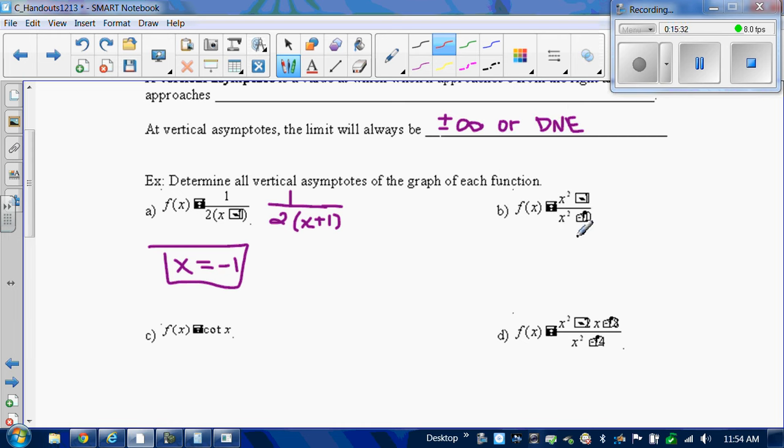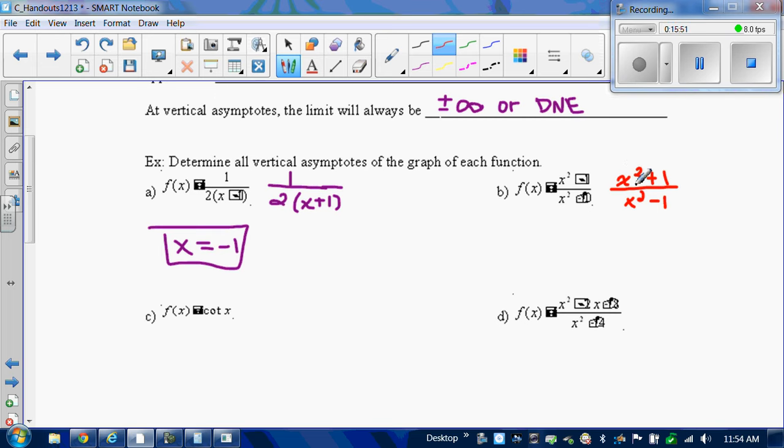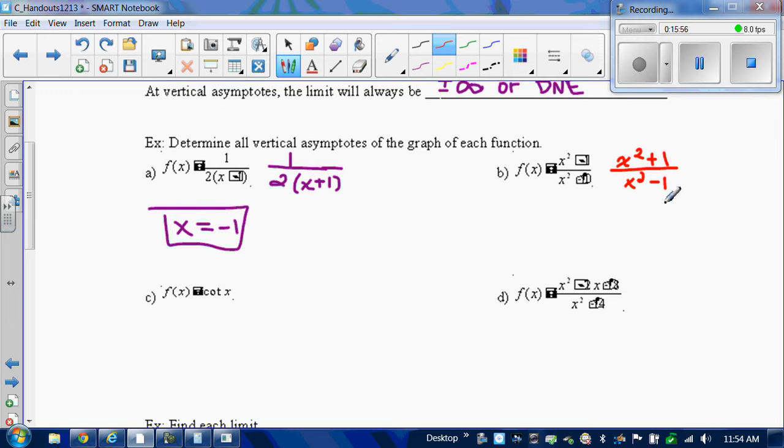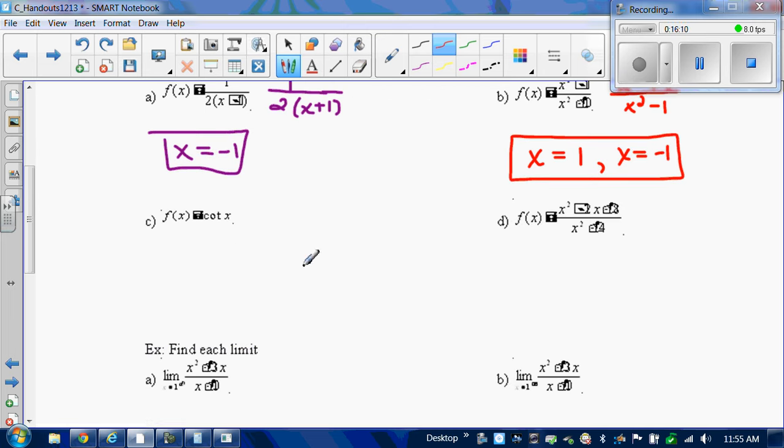Let's go with this one over here. It's x squared plus 1 over x squared minus 1. Don't be fooled here. Nothing cancels. Do not cancel these x squareds. This is subtraction. These are two terms, they're not multiples. You can only cancel multiplication with division, not addition. But you can factor the denominator into x plus 1 times x minus 1. So your vertical asymptotes are x equals 1 and x equals negative 1, which you could also write as just x equals plus or minus 1 if you wanted to. That would be fine.